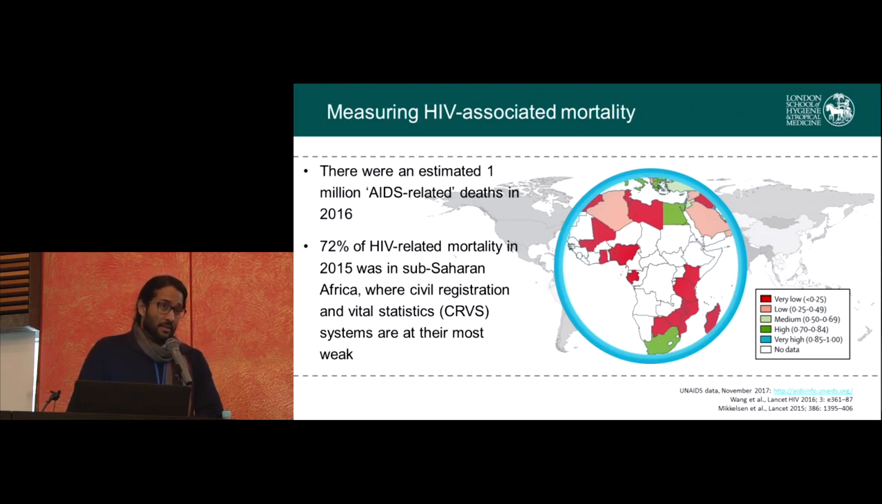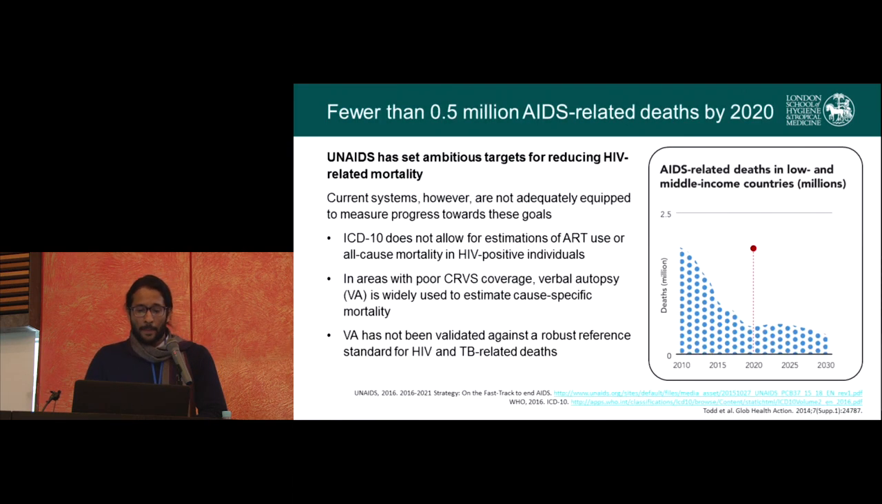However, you can see basically this map, red is bad, green is good, and white means there's no data. And you can see it's mostly red or white, with the exception of South Africa. And that's a story in itself. So if these are what the systems are like, where do we actually get our mortality data from for these countries? And the answer is extrapolation and modeling for the most part.